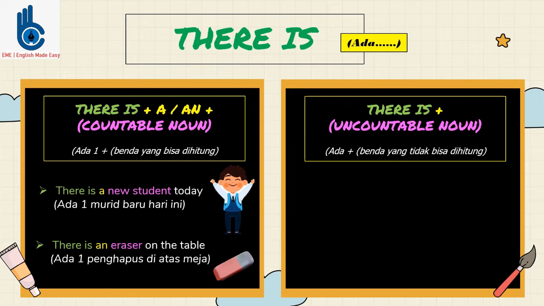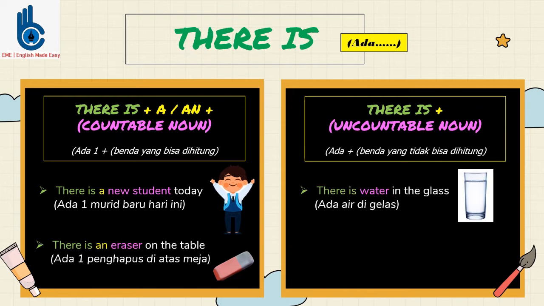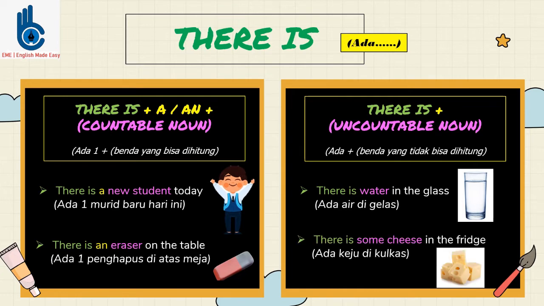There is can also be used to talk about uncountable noun. There is diikuti dengan benda yang tidak bisa dihitung. For example, there is water in the glass. There is some cheese in the fridge.